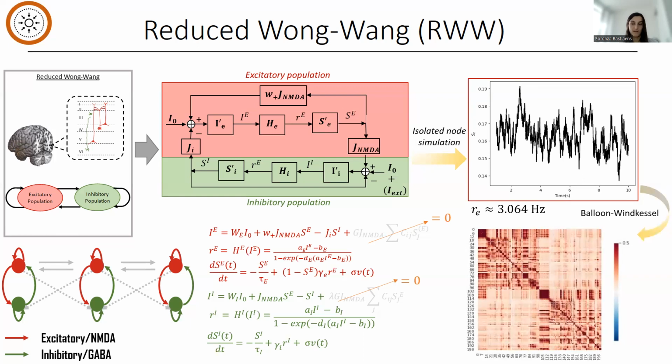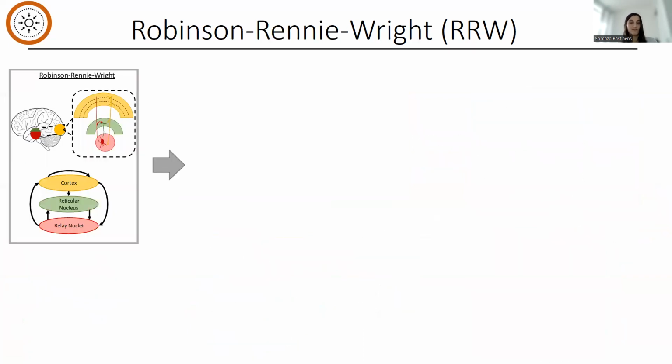So yeah, we then have the Robinson-Rennie-Wright model. This model is a cortico-thalamic model where you have excitatory and inhibitory cortical neurons and two thalamic populations, the reticular nucleus and the relay nuclei. And so this physiologically based continuum model of cortico-thalamic dynamics can reproduce many features of EEG.